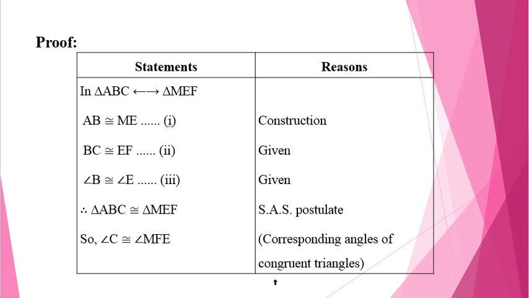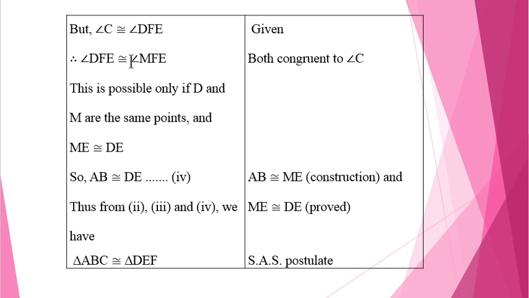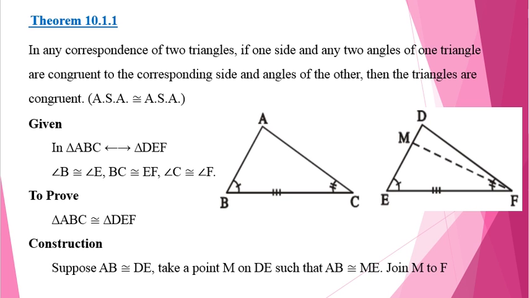That the corresponding angles of the congruent triangles, because we have already proved that the triangle ABC is congruent to the triangle MEF. So every corresponding thing is congruent. But the angle C was congruent to the DFE. It was given to us. Look over there, the angle C was congruent to the angle F, meaning DFE. It was already given to us.